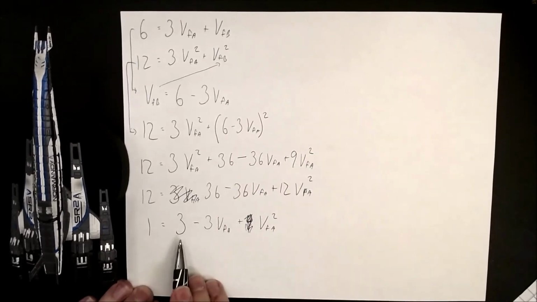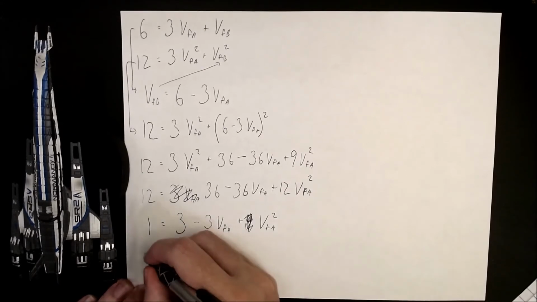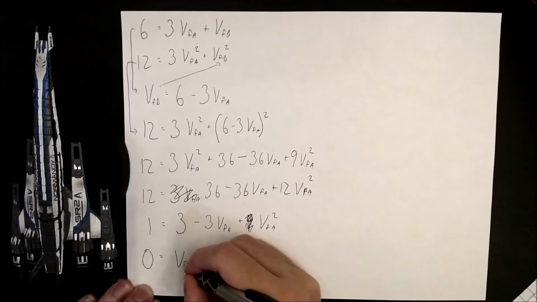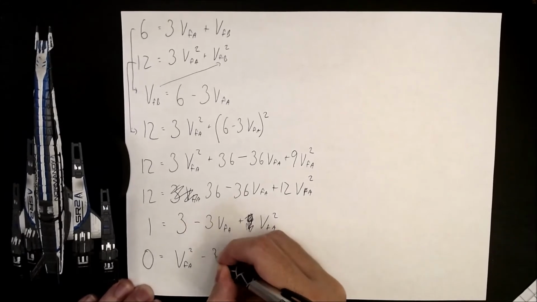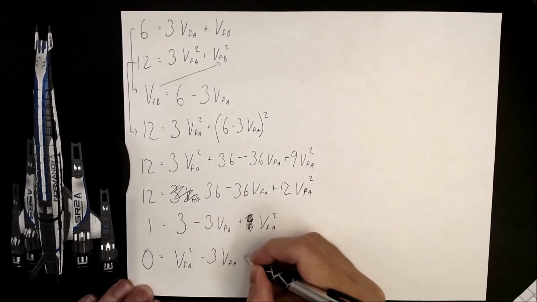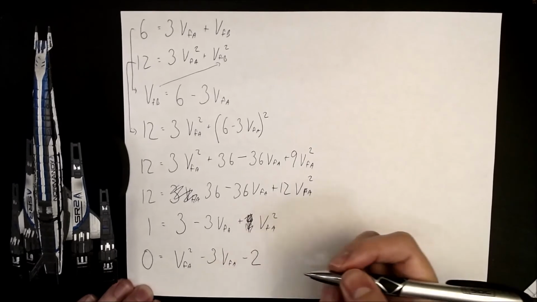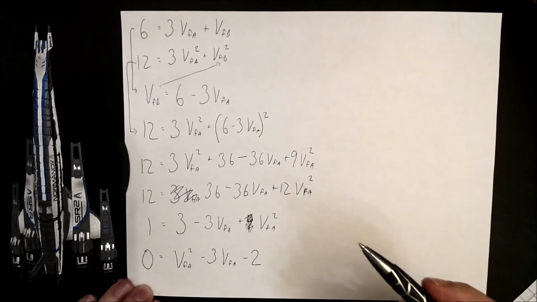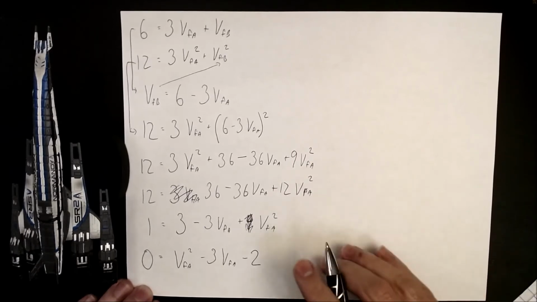Then we can subtract 1 from both sides. We get 0 is equal to, I'll rearrange a little bit, V final A squared minus 3 V final A minus 2. And then we can do some quadratic formula.